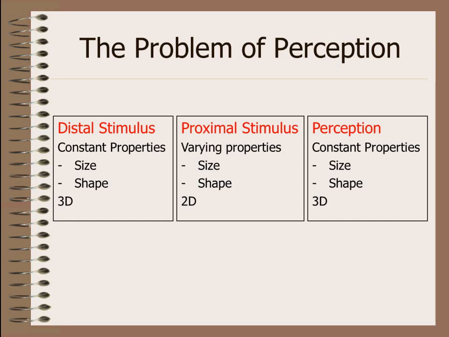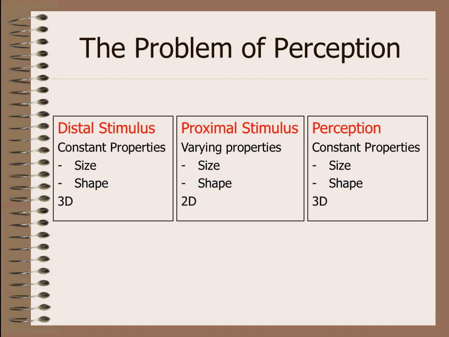Other hurdles include correctly perceiving the size and the shape of the object. The size of the image on the retina, the proximal stimulus, changes with the distance of the object from us. The shape of the proximal stimulus is going to vary depending upon its orientation. However, our perception of the object matches the correct size and shape of that distal stimulus.